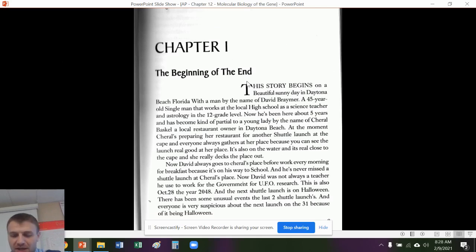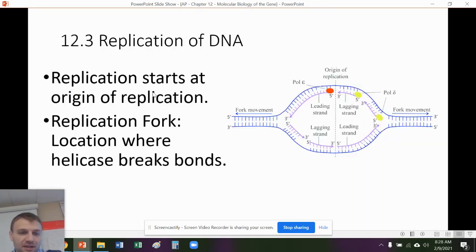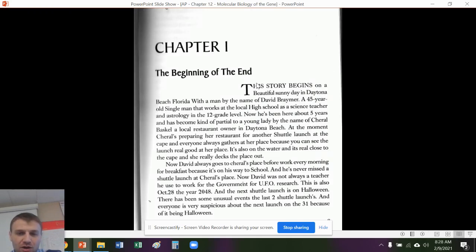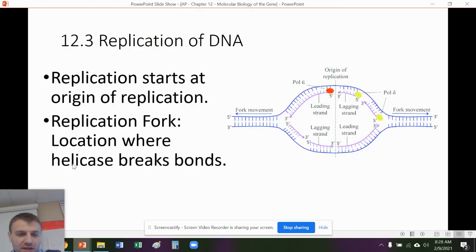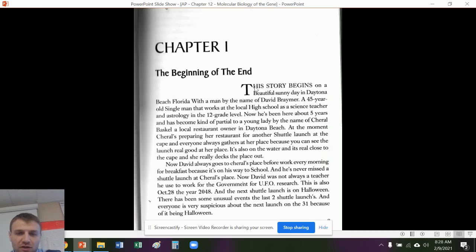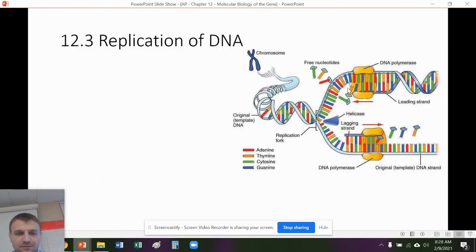So the origin of replication. If we go back here, the origin of replication, that's where it starts. This is the origin of replication. As you read, though, that's going to be the replication fork. So I'm reading this. This story begins on a beautiful day. So this is the origin of replication, and this is the replication fork. So we start somewhere, and then we continue on, and that's going to be the replication fork. I think that's a great analogy between the two.